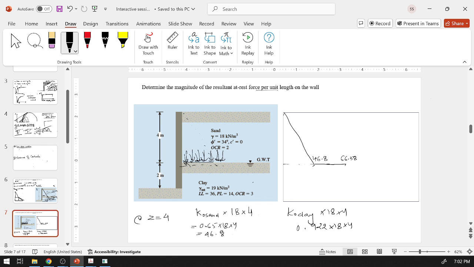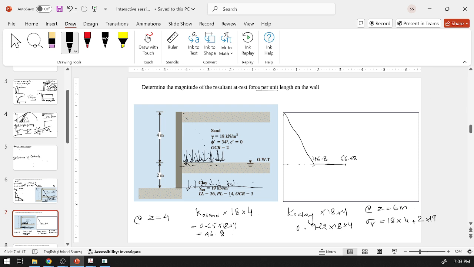And now if we talk about the pressure here, how much is the pressure? At Z equal to 6 meters, sigma vertical is equal to 18 into 4 plus 2 into 19. Remember that we only use effective stress values for calculating this.